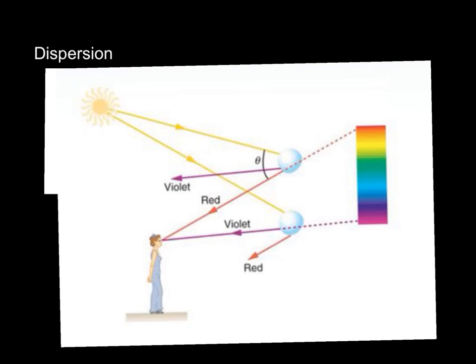The other thing we can see is that in order to see a rainbow, the orientation of everything has to be right. In other words, the sun has to be behind you and the water in front of you when you're looking at it.